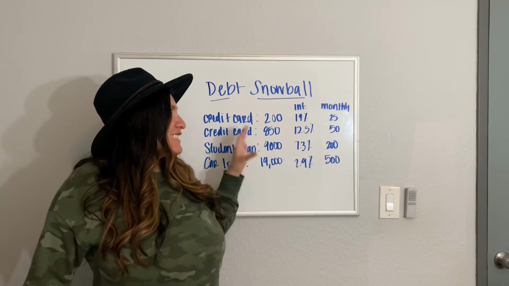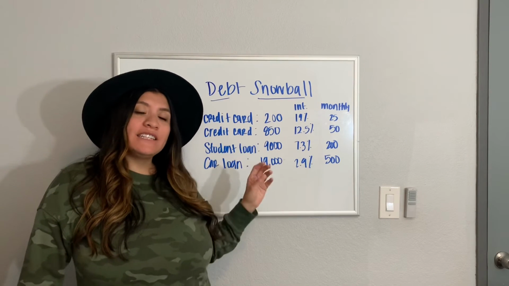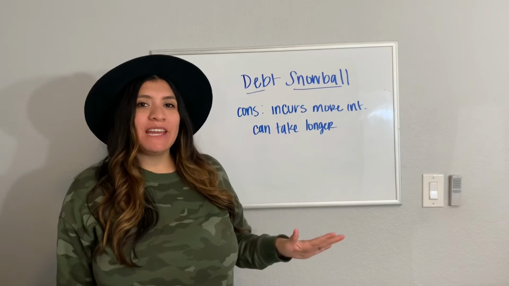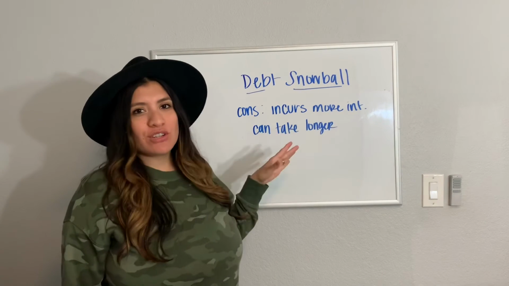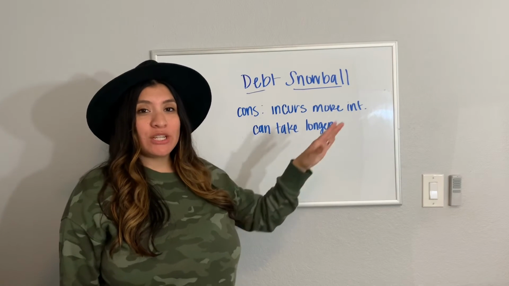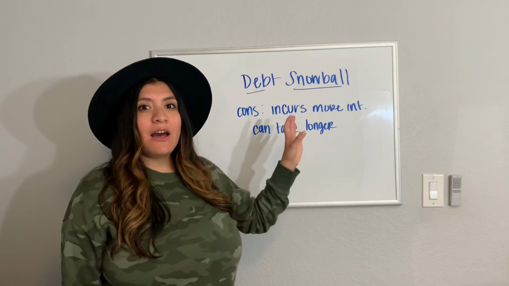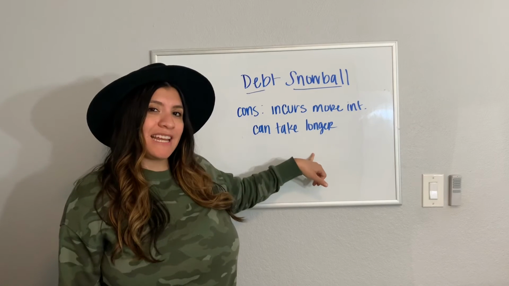So that is the debt snowball listed in regards to your debt. Now I'm going to go over the cons when you're using the debt snowball next. So let's get into the cons when paying off using the debt snowball. You could incur more interest when you're using this because your debts are not organized by highest to lowest interest, rather it's by smallest to largest debt. And then it can take longer to get out of debt.